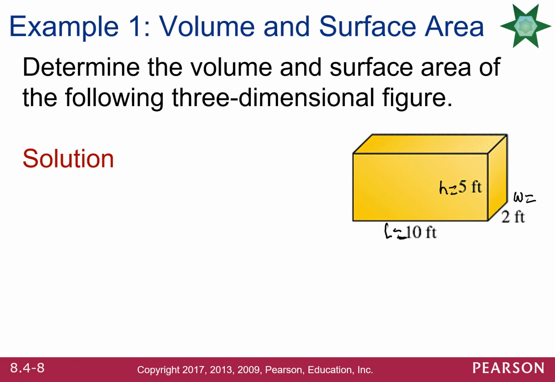So let's look at the solution. We have to find both the volume and the surface area. To find the volume, the formula is L times W times H. So essentially it's multiplying 10 with 2, which is the width, and then multiplying that by the height, which is 5. So 5 times 2, 10. 10 times 10 would be 100. So the answer should be 100.